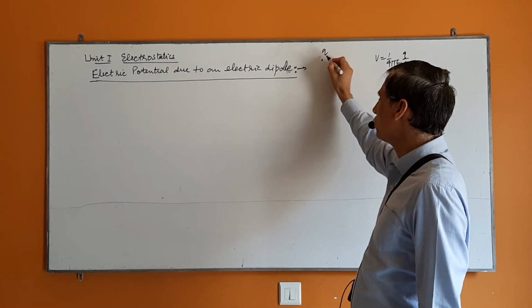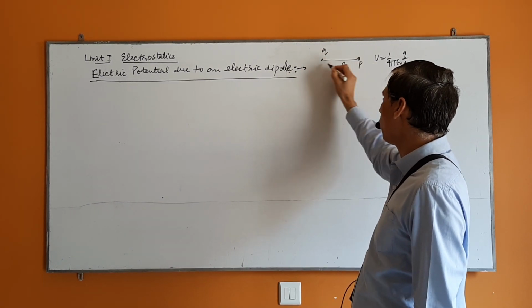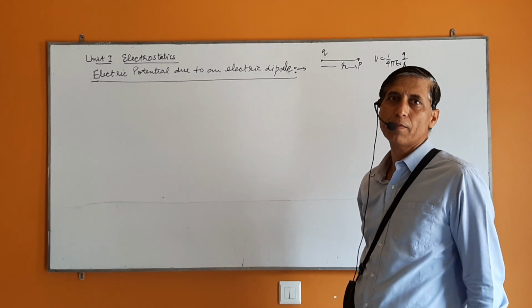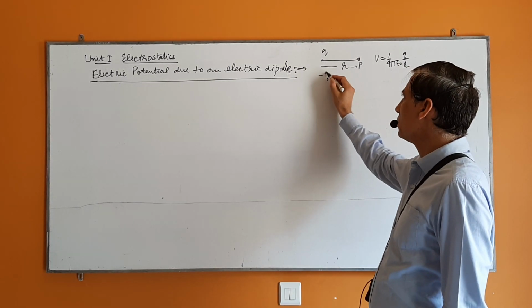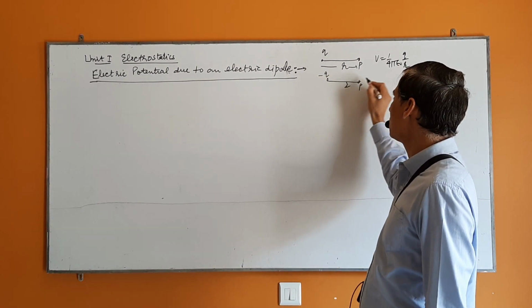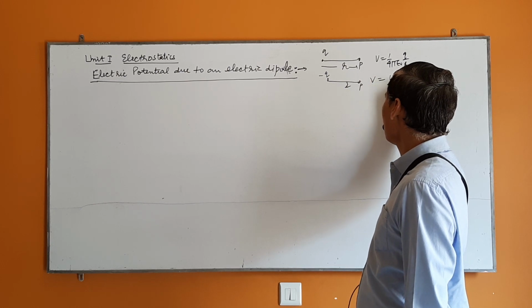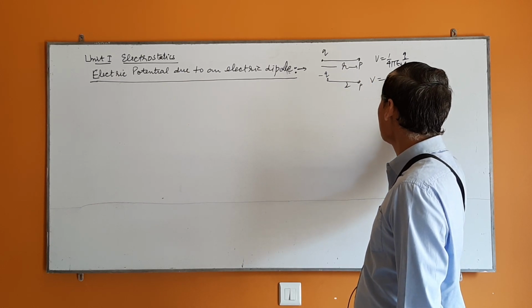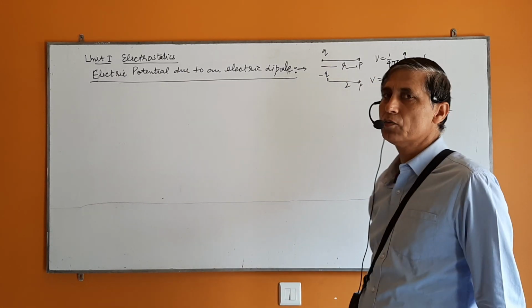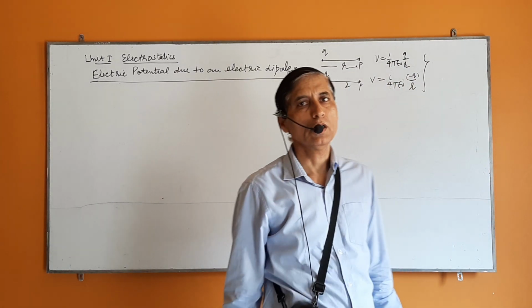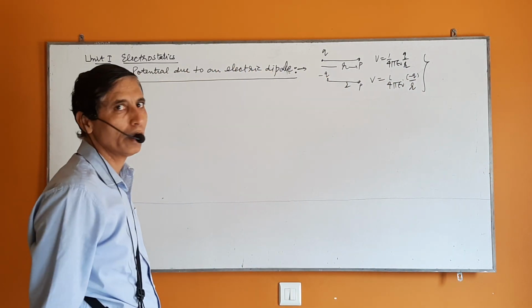Suppose this is a charge q and this is distance r at point P. This is the electric potential. And if the charge is minus q at this distance, then V is 1 upon 4 pi epsilon naught into minus q upon r. These two things we have read earlier. We know it. It is the electric potential due to a point charge.